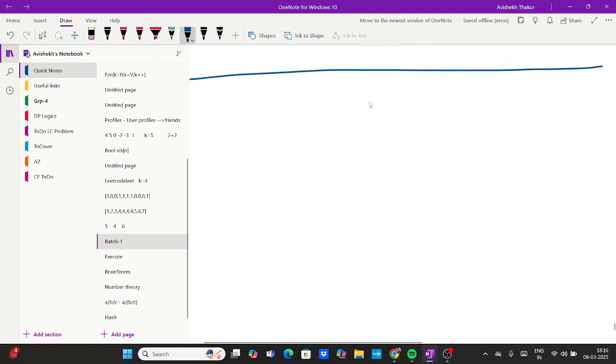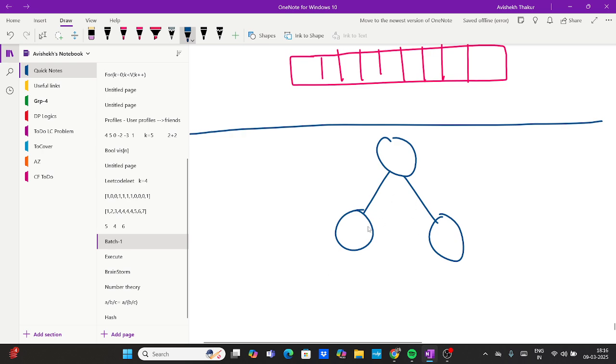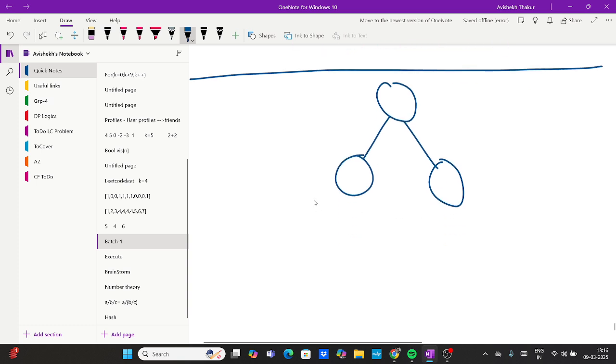So how does the structure look like in a segment tree? It's something like this, right? Now, instead of drawing many nodes, we will just focus on three nodes, and maybe it would be a little helpful for us. So let's say the question is about finding the maximum subarray.